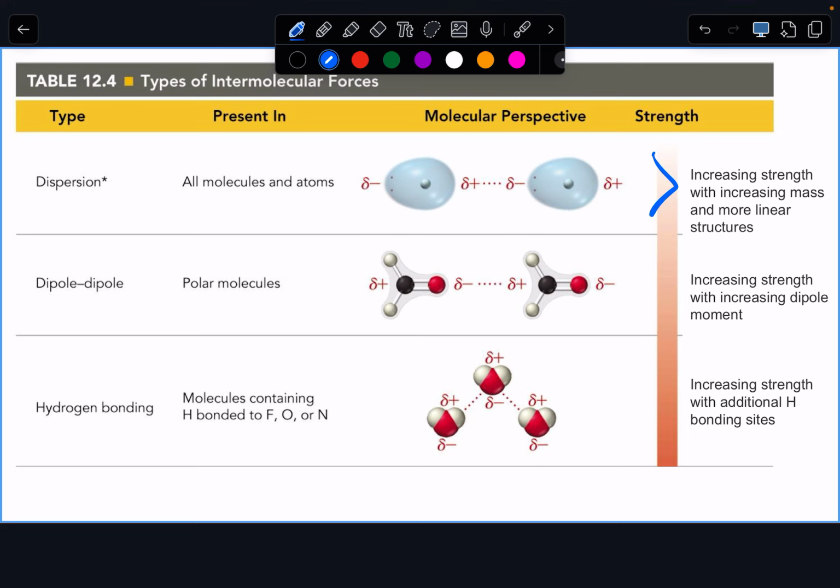So names first. The weakest ones are called dispersion forces, and they have like four other names. Don't ask me where the London came from, maybe it was done in London. London dispersion forces. Van der Waals, very Dutch, Netherlands, must have been the guy that did the work on this, or some of it at least. And then the one I like best is called induced dipole.